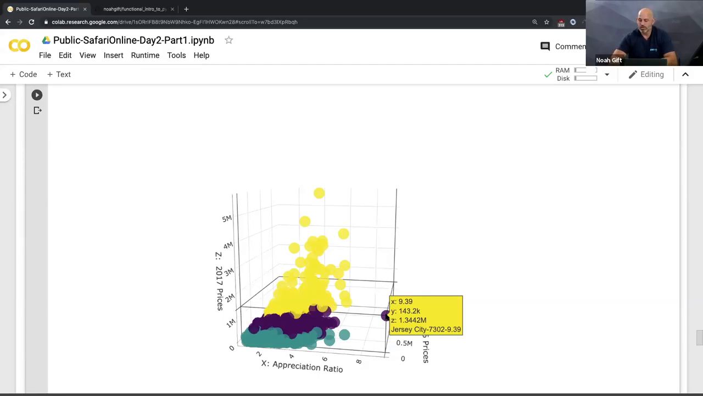So Jersey City, I think, is right next to Manhattan. So maybe the reason that this city went up so much is that it's a commuter city for Manhattan, and Manhattan real estate prices have gone up. Now, another thing that's interesting is if you look at the 2017 prices, compared to the Bay Area, this is like a starter home. Like this is nothing compared to the Bay Area.